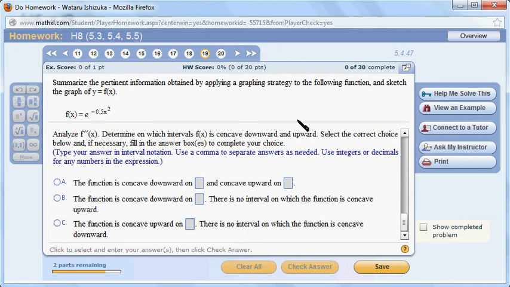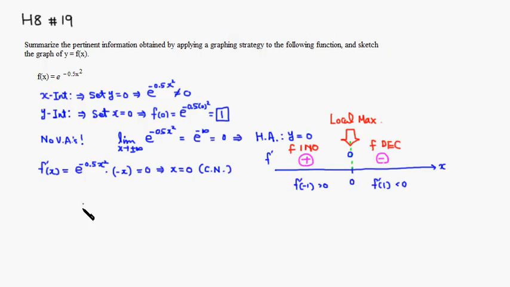And continue. Let's look at the second derivative, then we have to discuss concavity. So f double prime of x is going to be a product rule. The derivative of this guy is again e to the negative 0.5 x squared times negative x, multiplied by the second guy, which is negative x, plus this guy, e to the negative 0.5 x squared, times the derivative of negative x, which is -1.